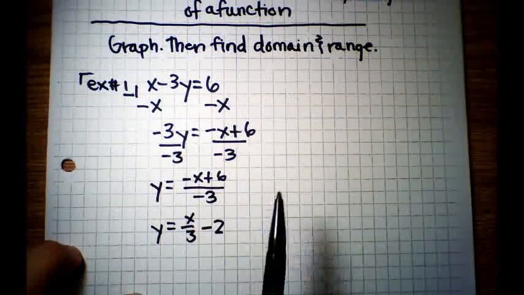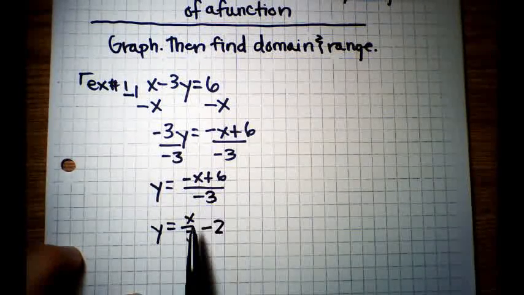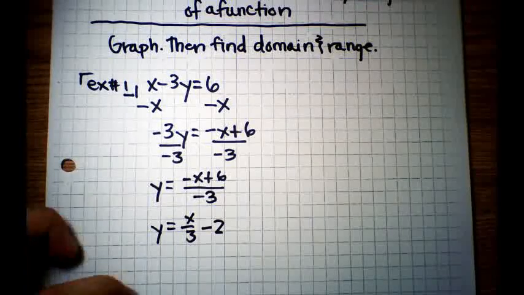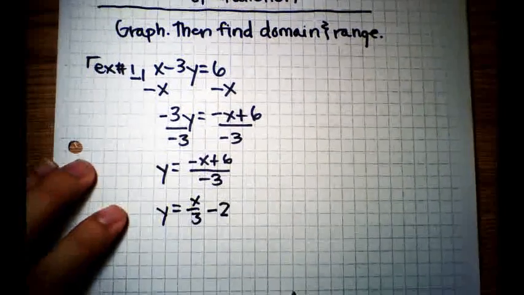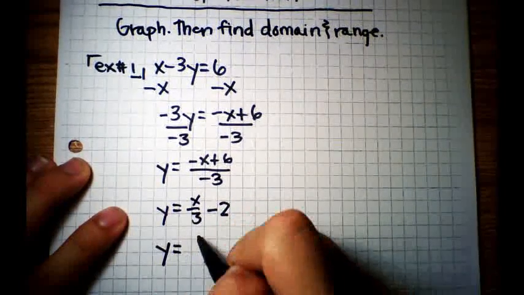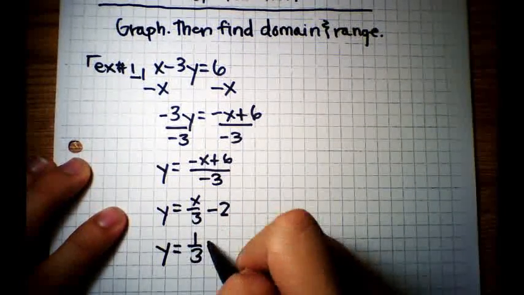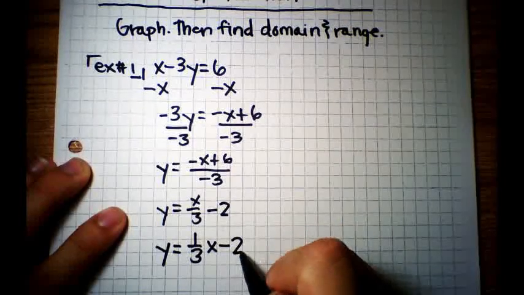How did I get that? Negative x divided by negative 3. They both come out to positive, and then 6 divided by negative 3, that's negative 2. We can also rewrite this as y is equal to 1/3 x minus 2.